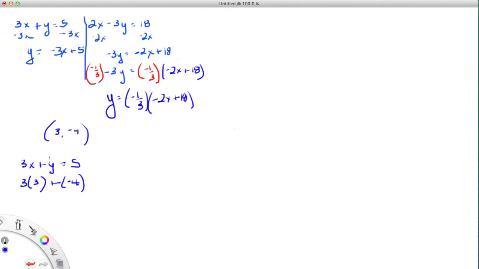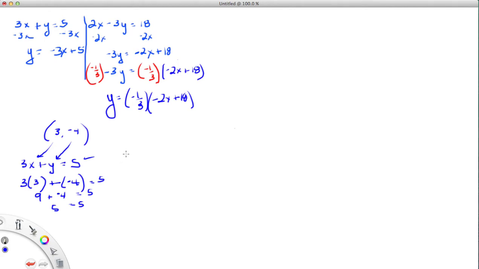So if I plug in a 3 for x and a -4 for y, it's supposed to equal 5. Well, 3 times 3 is 9. 9 plus -4 is 5. And that's what it's supposed to equal, right? It's supposed to equal 5.